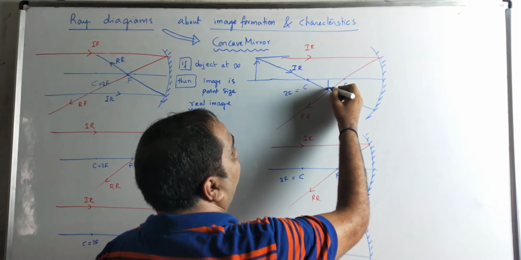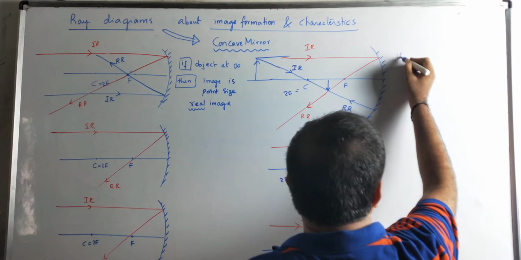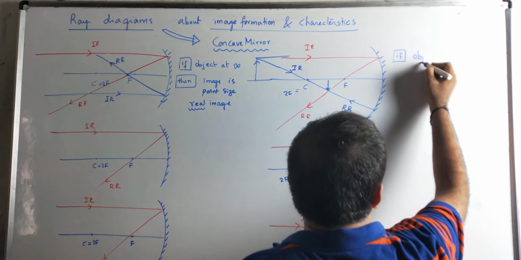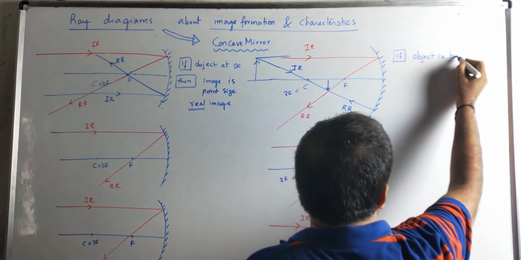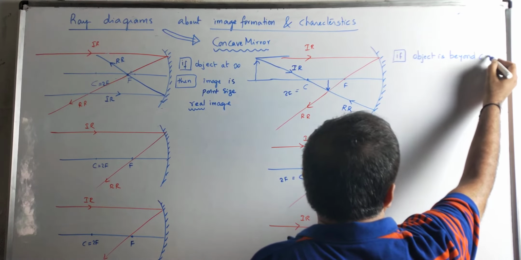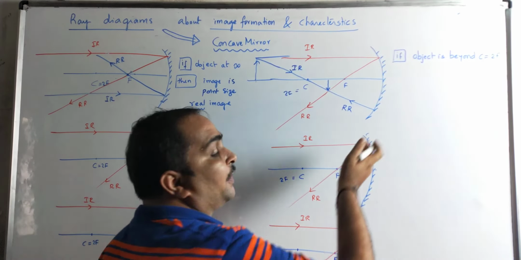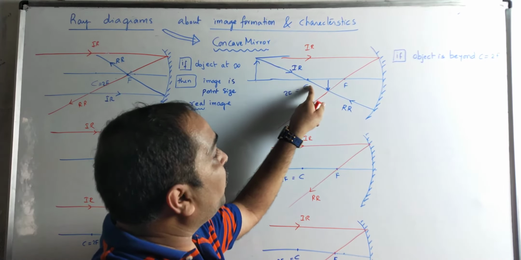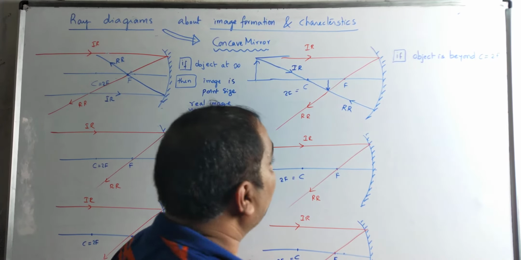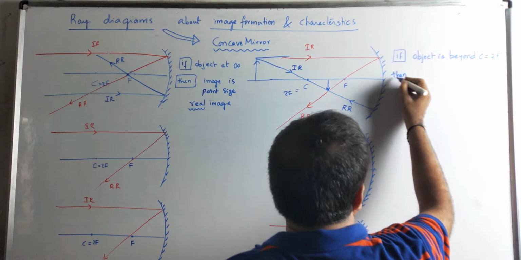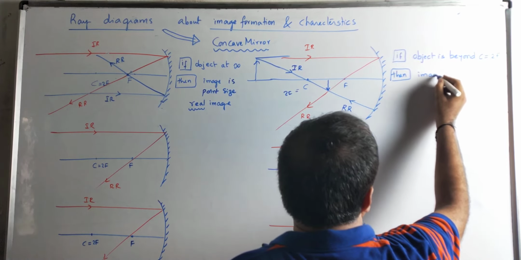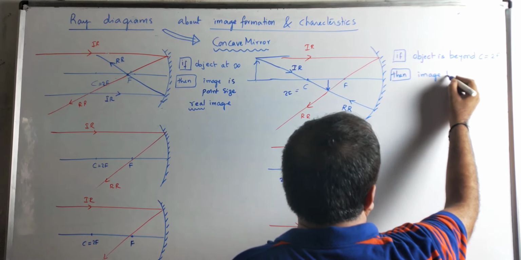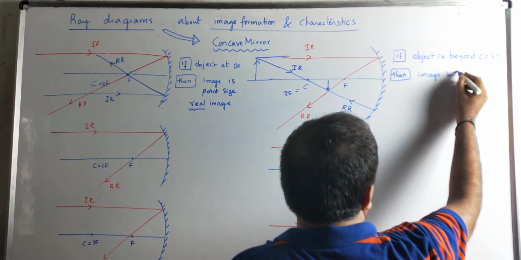And now the object is kept beyond the center of curvature. Let us write like this: if the object is beyond C, C is equal to 2f. In a spherical mirror, the radius of curvature will be in such a way, we will do the derivation part. If this is f, this will be 2f. This distance and this distance will be equal. Then the image will be in between these two, F and C.